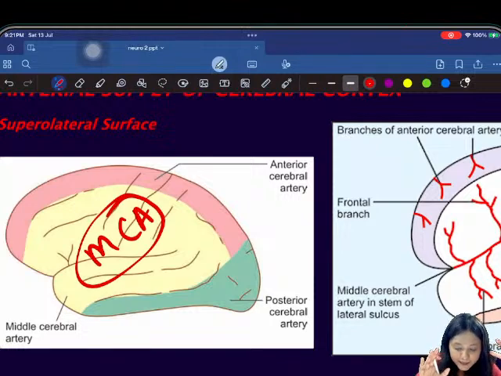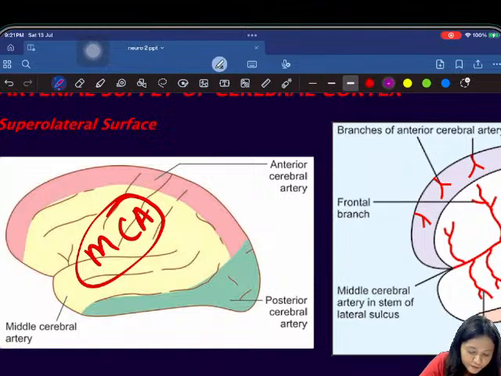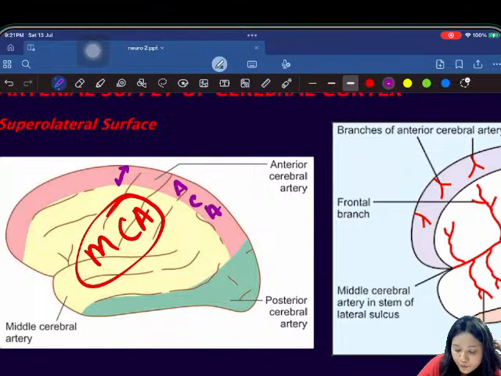80% is by the MCA. Okay, there is a small 1-inch margin on the upper part. Okay, that is by the ACA, and the visual area, the posterior part, is by the PCA. Okay, this is about the superolateral surface.